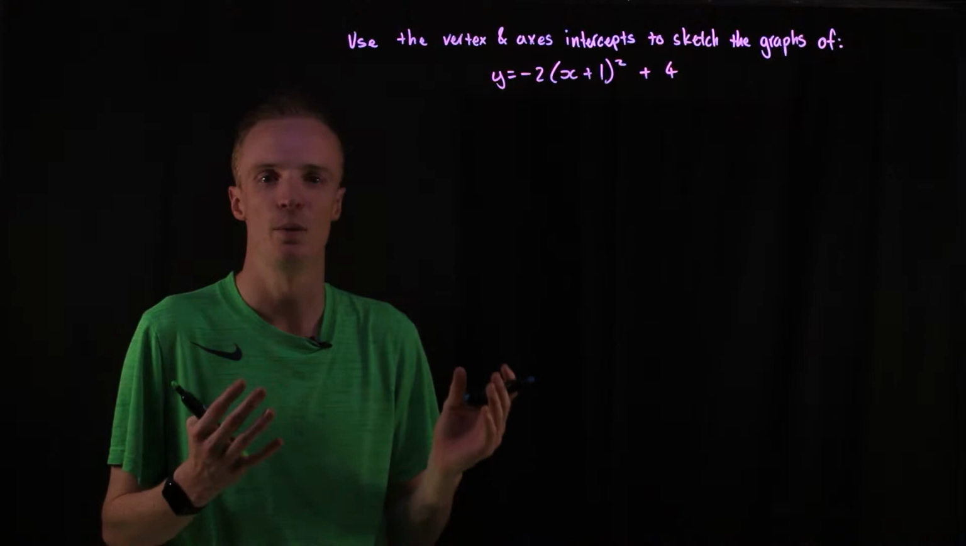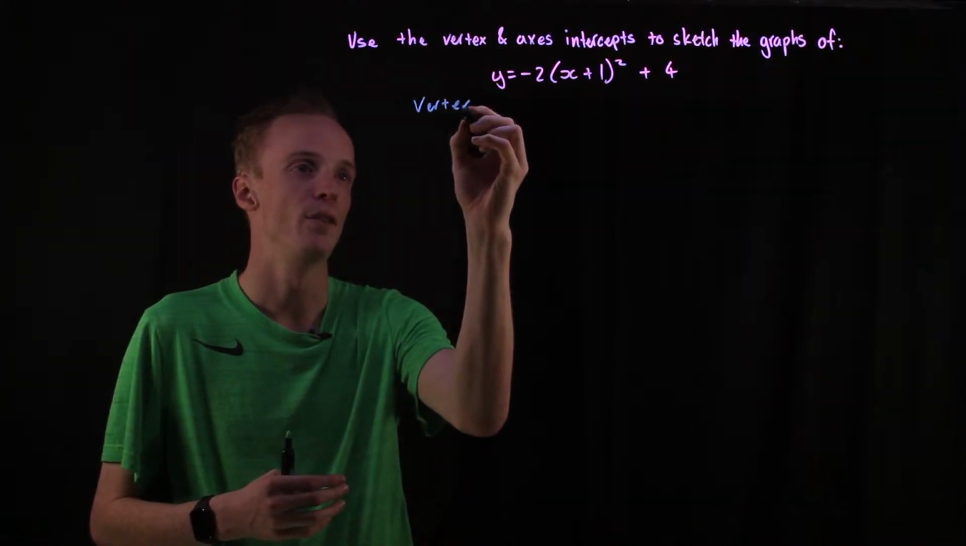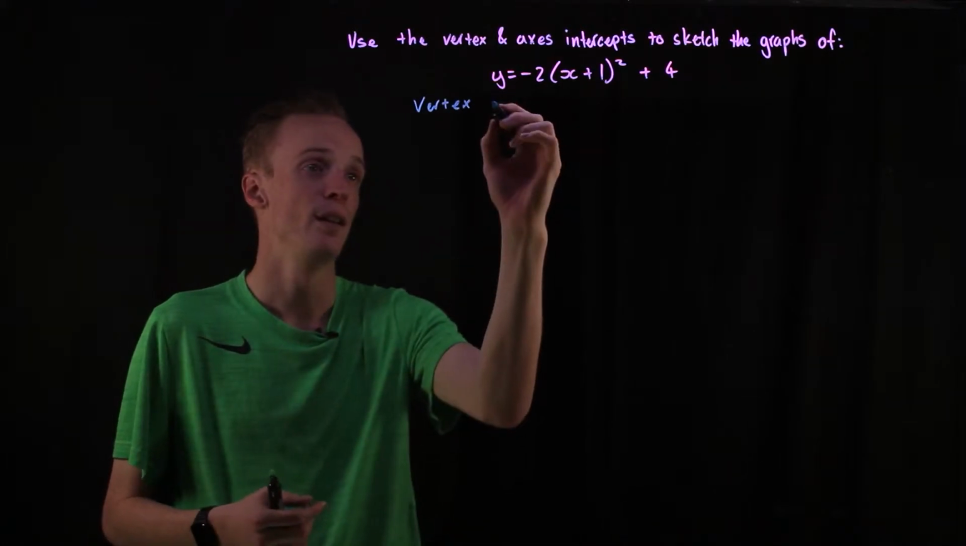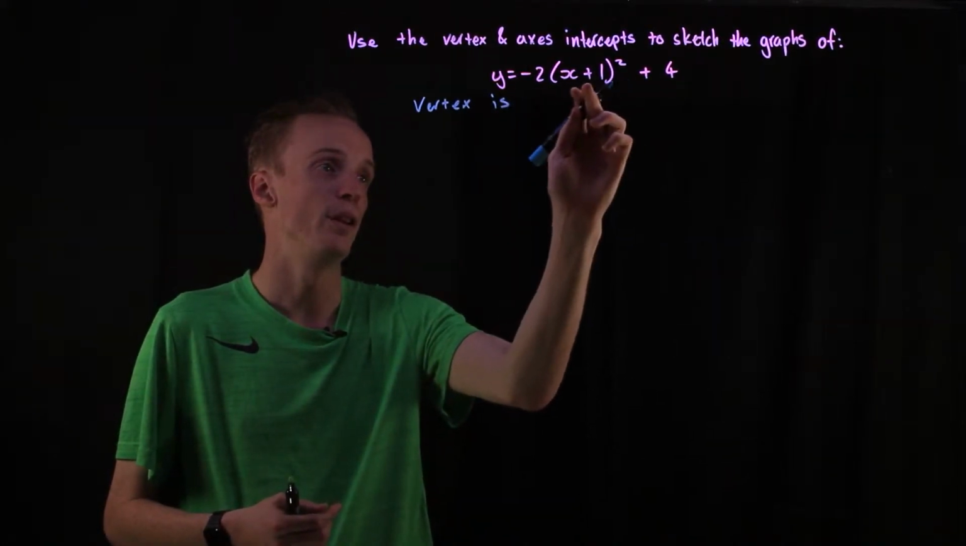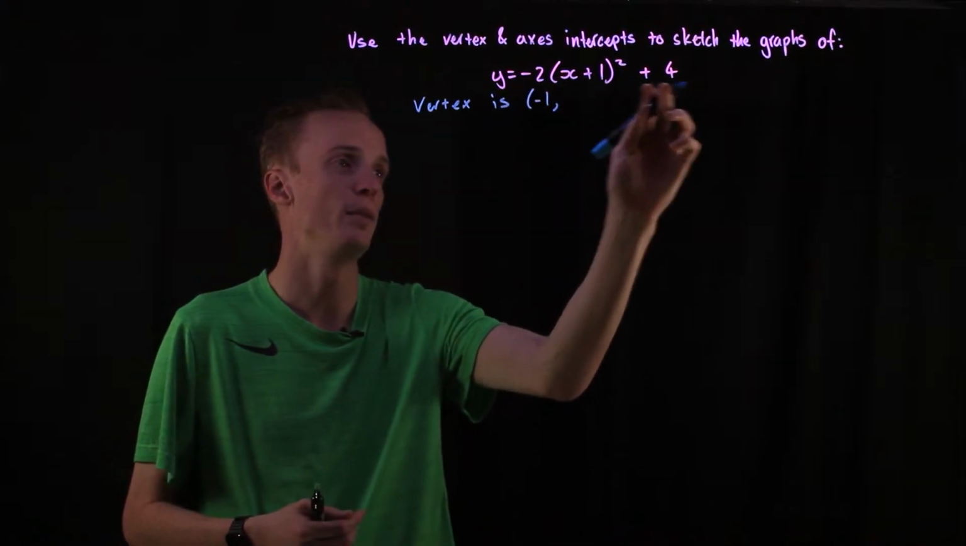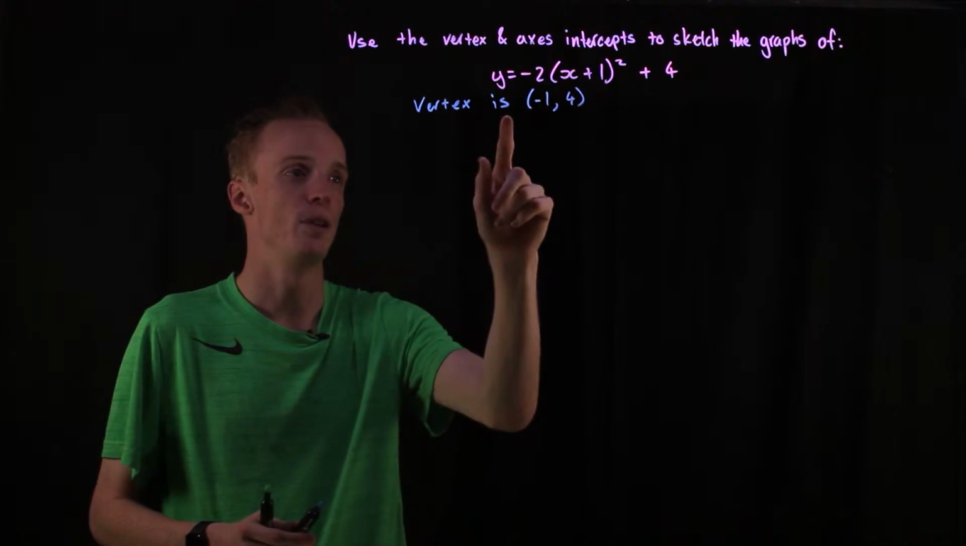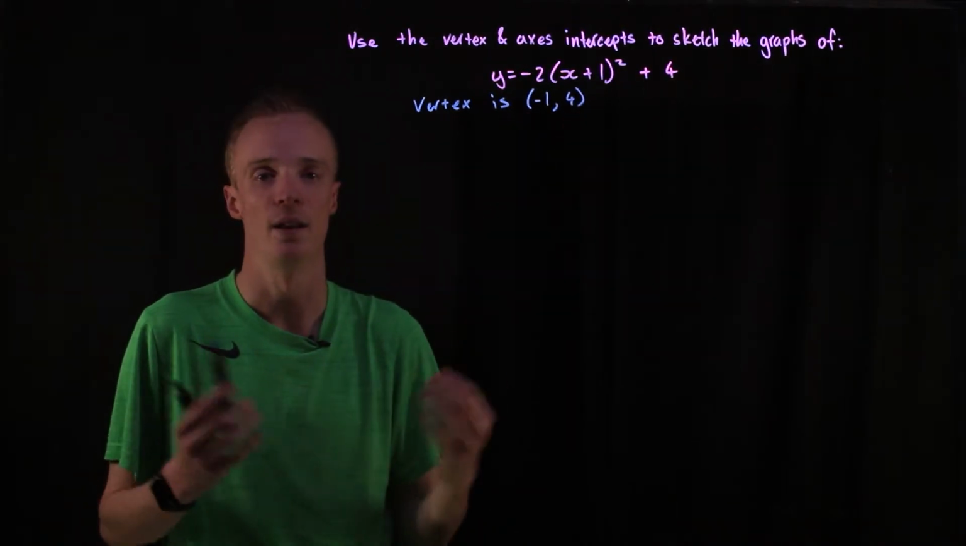Now we start like we did the last time by identifying where the vertex occurs. Now the vertex is nice and simple to find. The x coordinate is the opposite sign of what's inside my brackets here, so it's -1, and the y coordinate is the same sign as my constant value at the end here. So my vertex is going to occur at the coordinate -1 and 4.